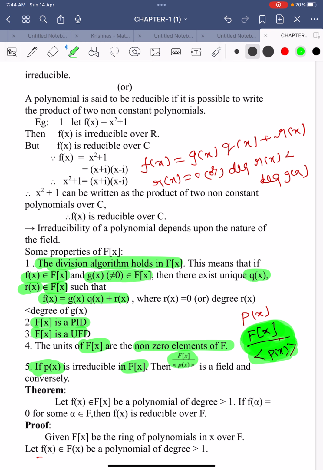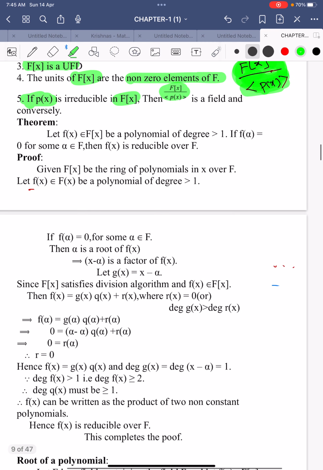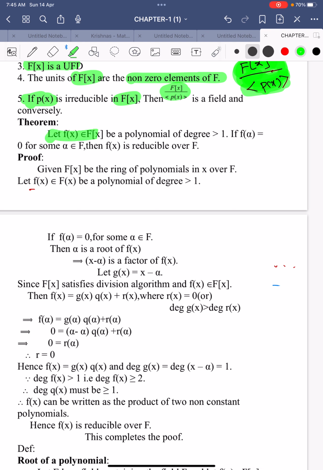Remember this, all the 5 properties are very important to prove the next theorems. Let us see the statement of the theorem. Let f of x belong to capital F of x be a polynomial of degree greater than 1, and if f of alpha is equal to 0 for some alpha belonging to F, then f of x is reducible over capital F. Let us prove this theorem.